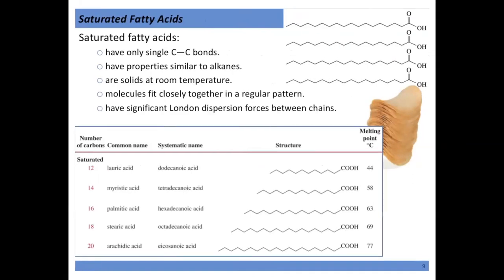So, like I talked about before, these fatty acids tend to stack together very well and have higher melting points the more carbons you have. They nestle together really well like Pringles, and so they've got a lot of surface area contact. And again, like I said, this is a fairly consistent trend. As you increase the number of carbons, the melting point goes up.